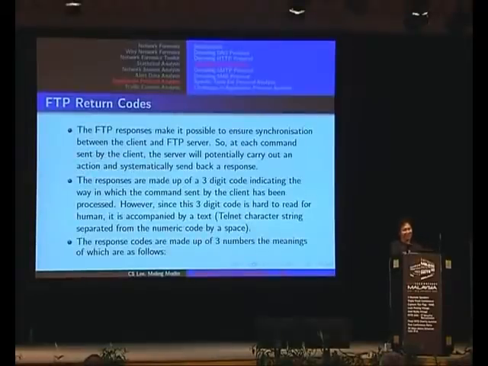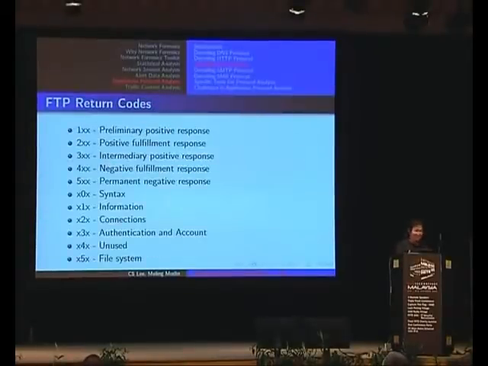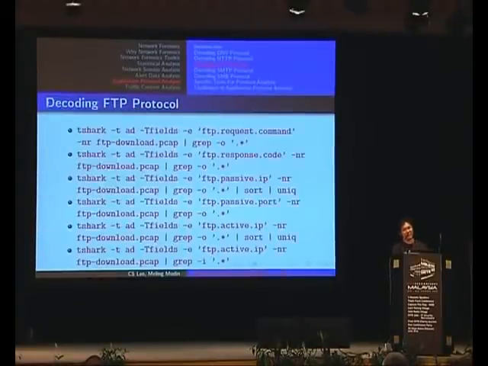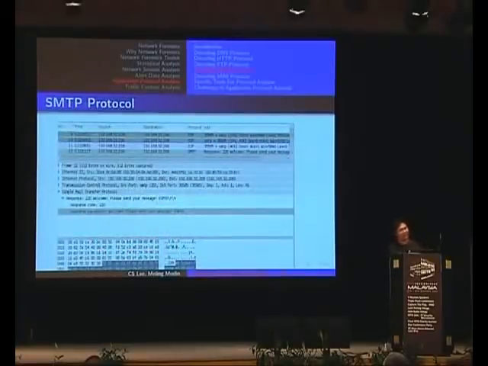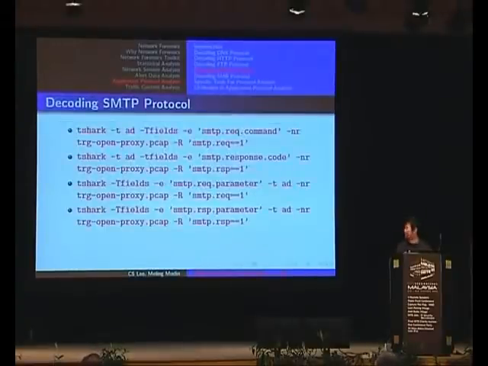It has the return codes as well. So I have to go through very fast. Here are the return codes. You can refer to the websites, or maybe you can download our slides. You can also process it using Wireshark or TShark. And here's the SMTP protocol. Most of the slides are continuously talking about the protocols and which particular fields you should look at when it comes to network forensics.